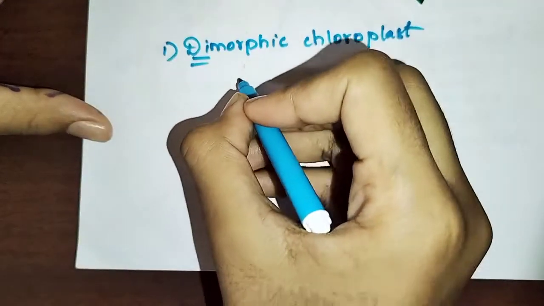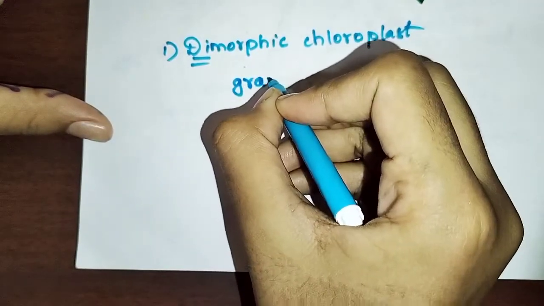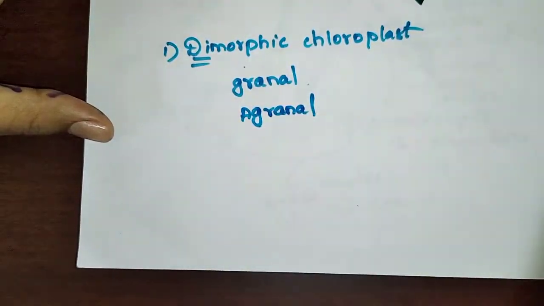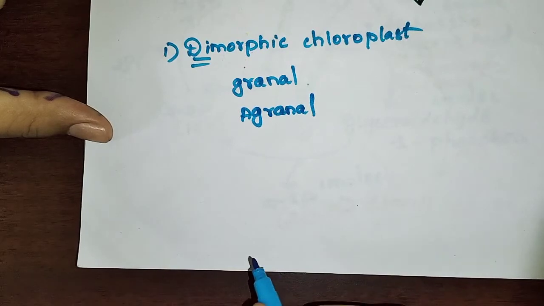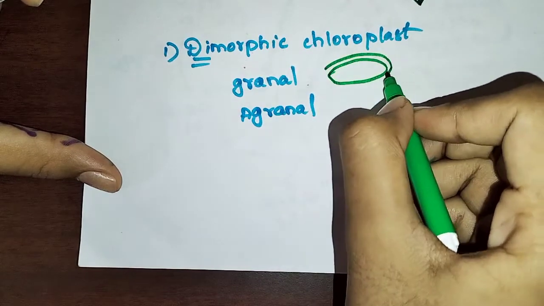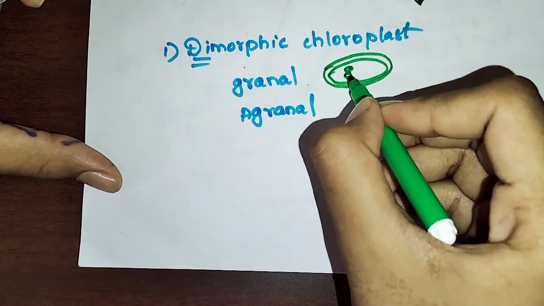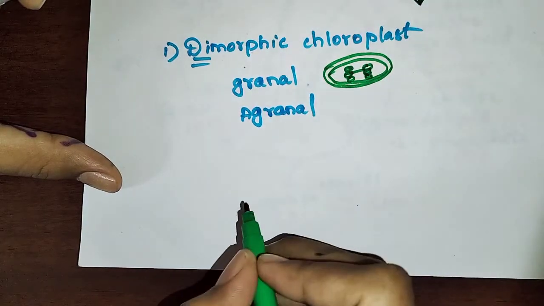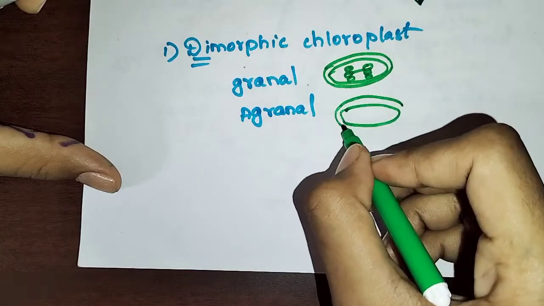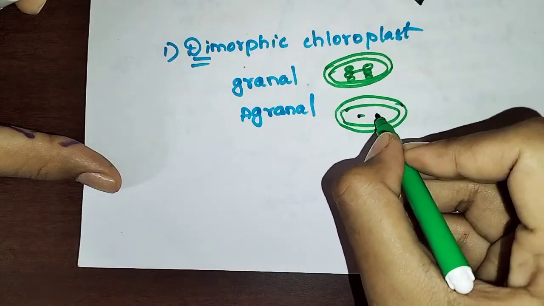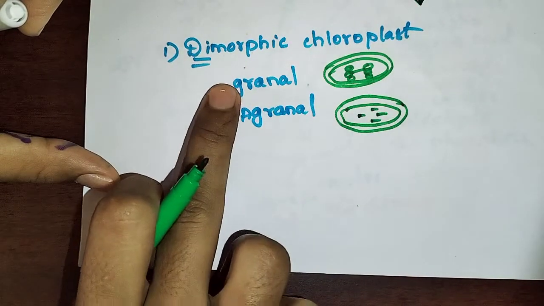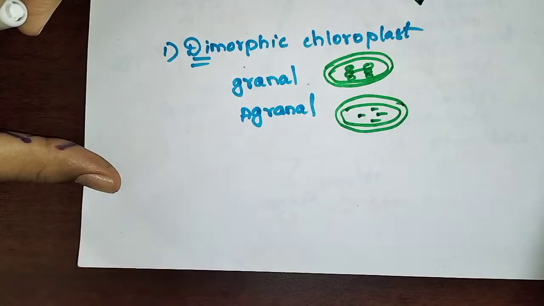What are they? Granule and agranule chloroplast. What is granule? The presence of grana. Agranule, no grana is present. This is the chloroplast with two membranes. Normally grana and stroma lamella will be arranged, but here in the agranule chloroplast only the stroma lamella will be present. There will be no grana. So these are the two dimorphic chloroplasts.